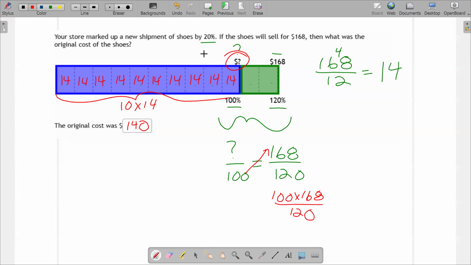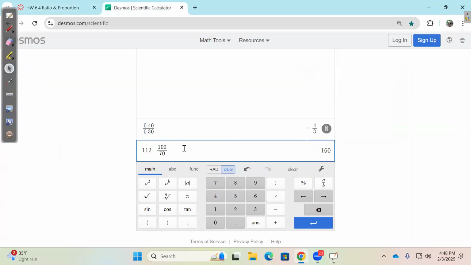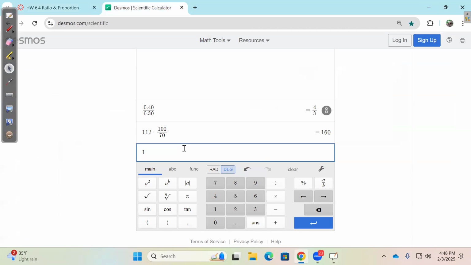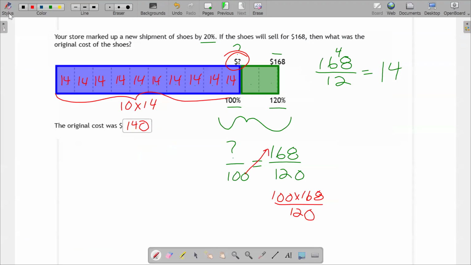Let's just double check on the calculator. 100 times 168, I got the right numbers here, divided by 120. And there's my 140. Okay, now I don't need to do the intermediate arithmetic. I don't really care what 100 times 168 is. I care what all of that is, so I just plug it straight into the calculator. Calculator says, yeah, it's 140.